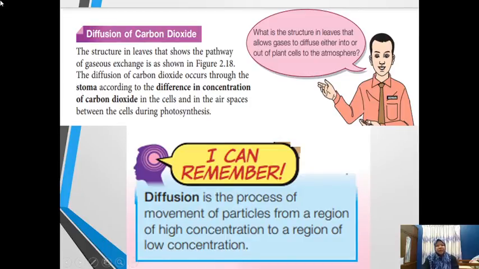Okay, dia akan bergantunglah kepada perbezaan. So perbezaan apa di situ? Perbezaan dalam kepekatan bagi karbon dioksida. Okay, perbezaan bagi kepekatan karbon dioksida yang berada di dalam sel dan kepekatan karbon dioksida yang berada di dalam liang-liang udara tadi tu. Okay, dalam spaces di antara sel-sel tu semasa proses fotosintesis berlaku.